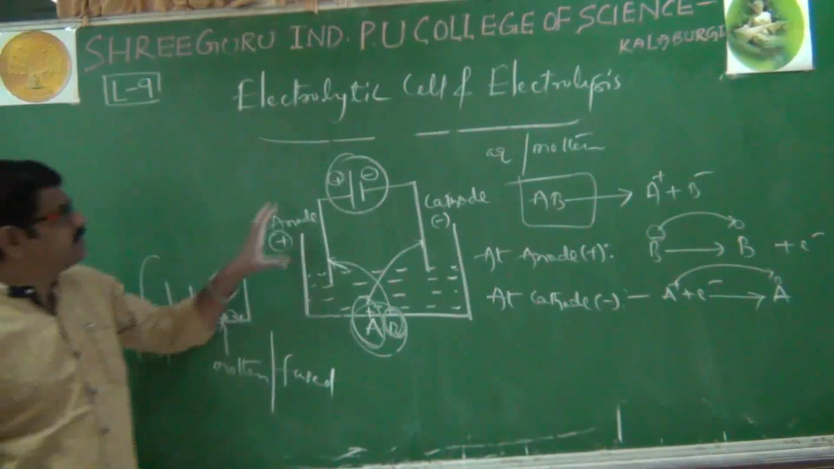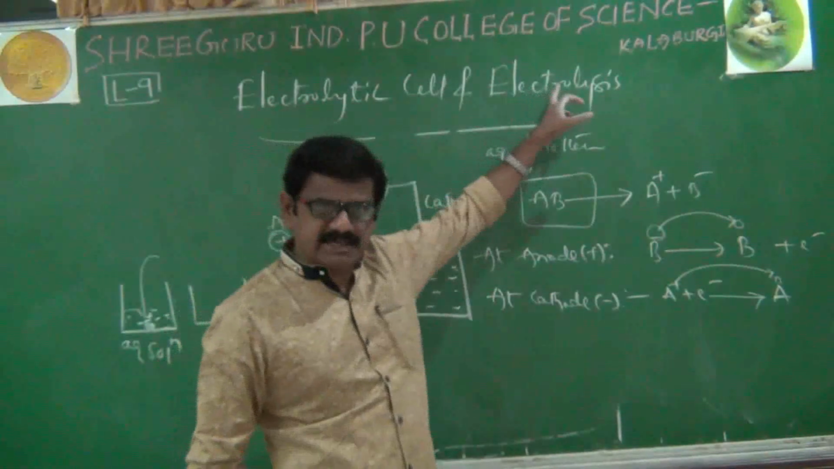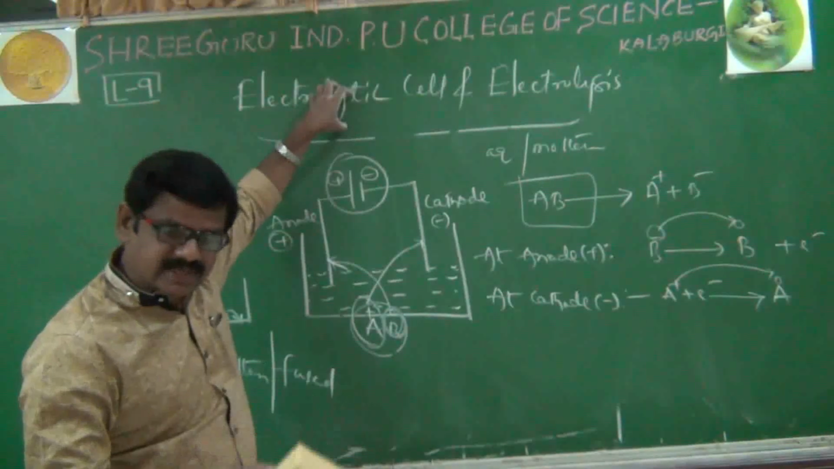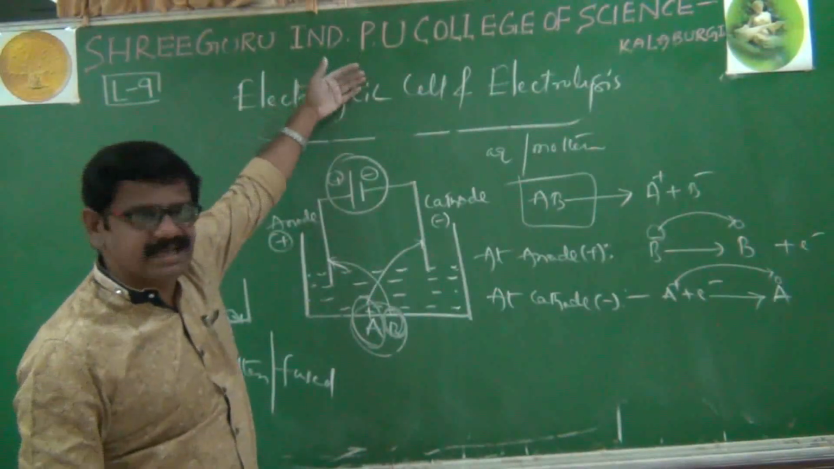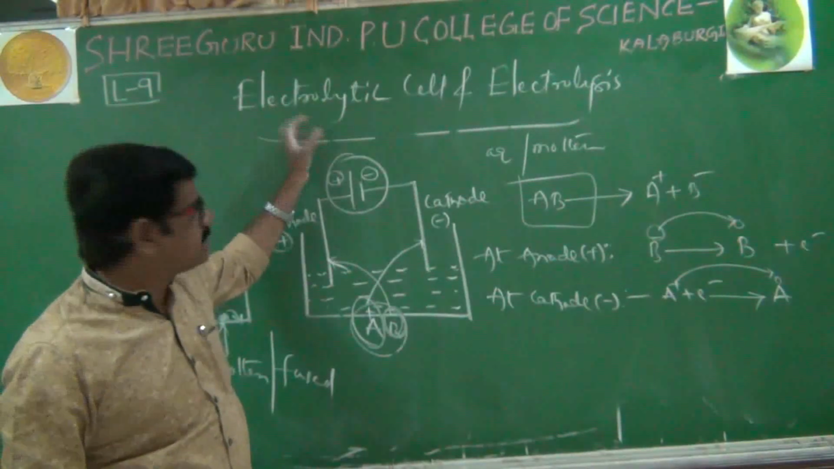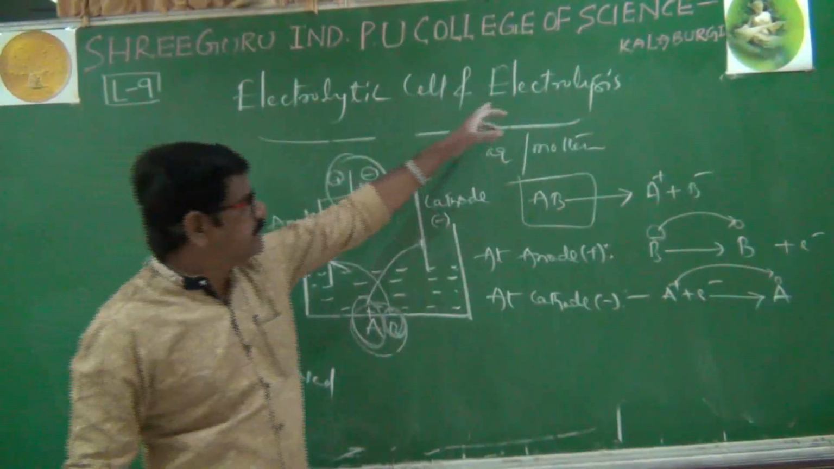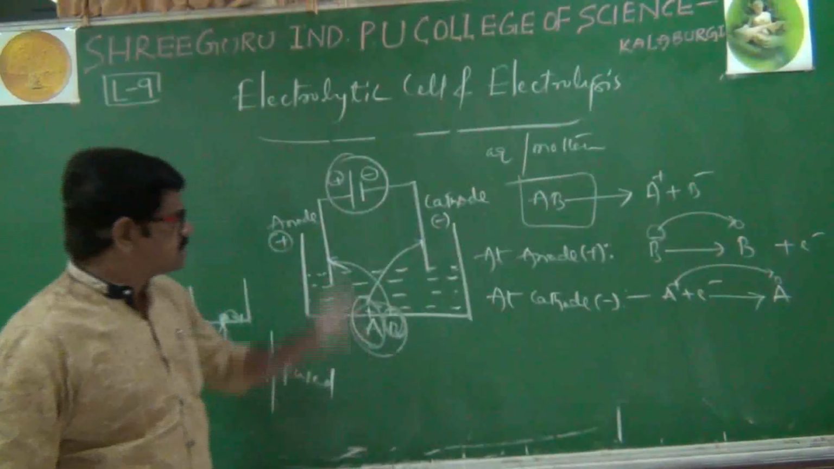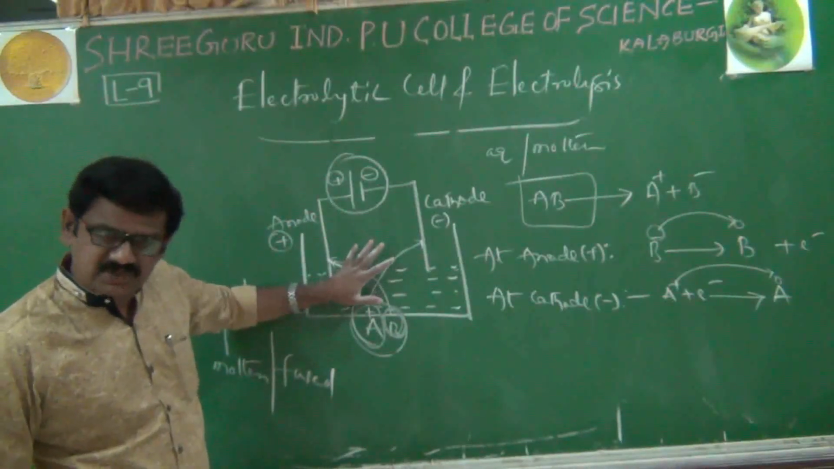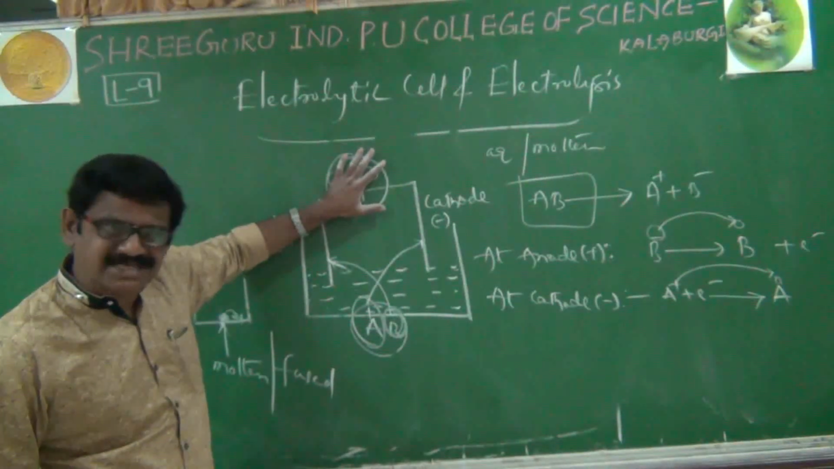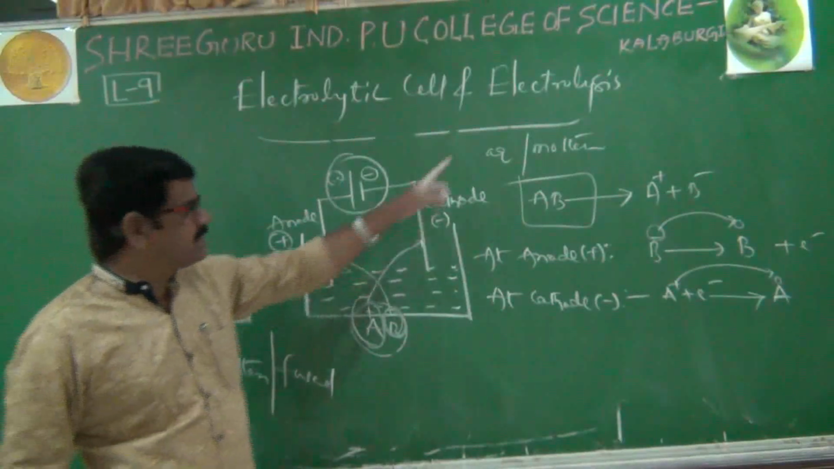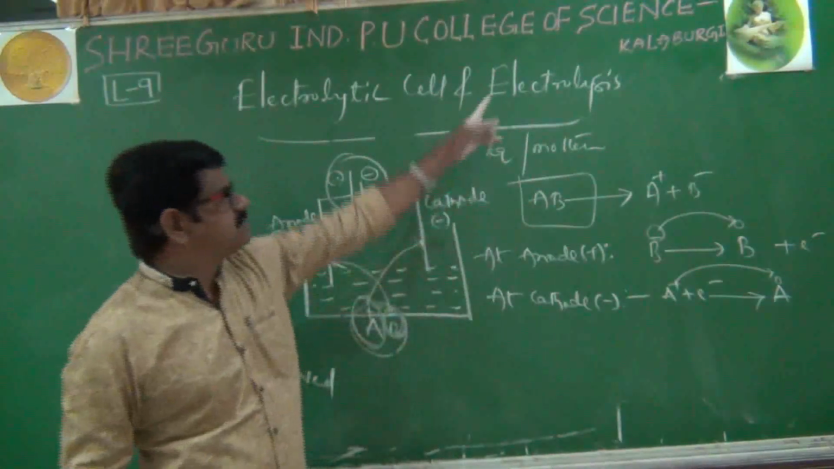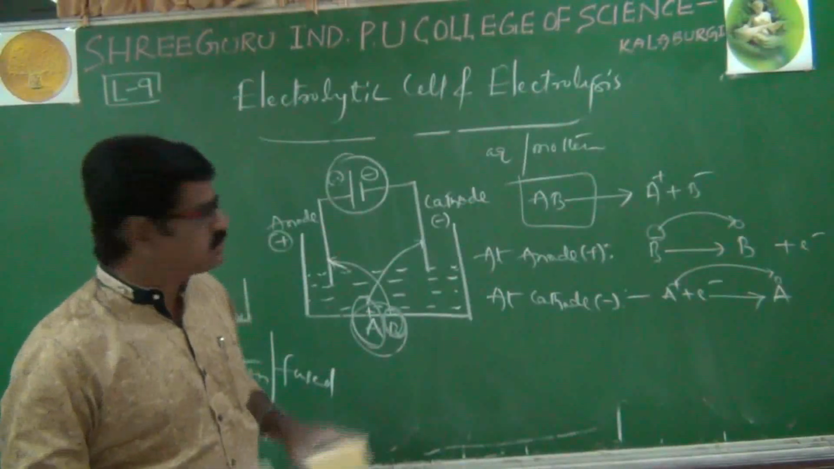Right. That's why, once again, an electrolytic cell is a cell in which electrical energy is converted to chemical energy, and electrolysis is a process. How to define the electrolysis process? It is the process of decomposition of an electrolyte when electric current is passed through it in either its aqueous solution or molten state. Right.